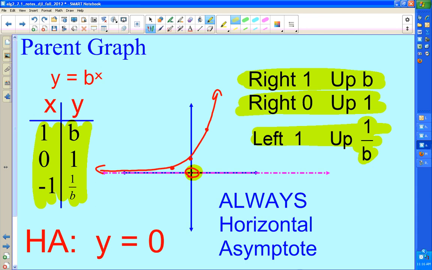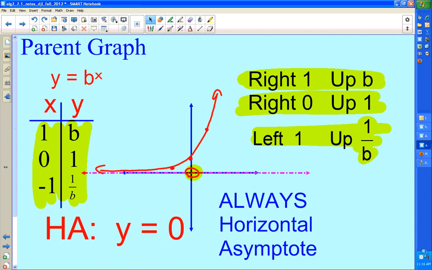So on the left-hand side of our graph, we approach the x-axis here, but we never get there. What's this pink dotted line called right here? What do we call the dotted line? That's right, this is an asymptote. And since it's horizontal, we're going to call it a horizontal asymptote. And the equation is always going to be y equals 0. So the equation for the horizontal asymptote in the parent graph, y equals b to the x, is y equals 0. We approach that asymptote, but never get there. So make sure on your graphs, as you get closer to the asymptote, the graph kind of pushes against that asymptote.